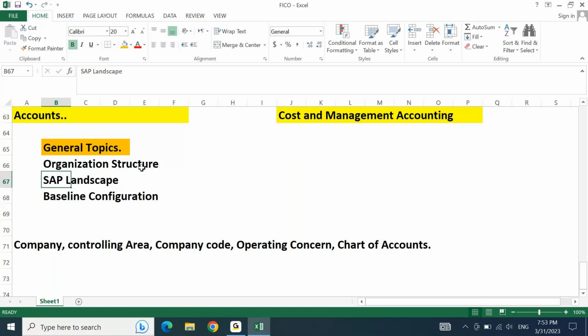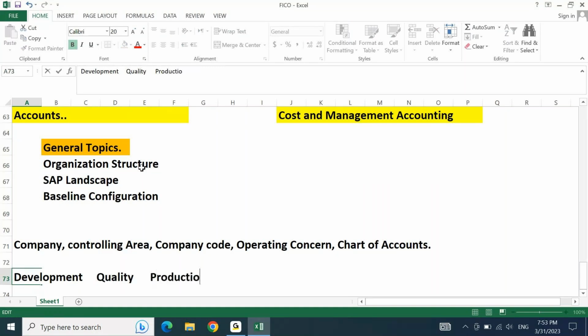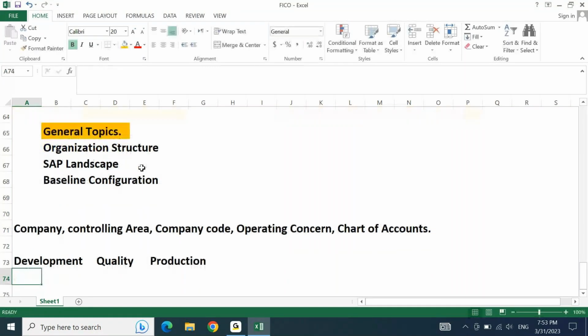Correct. You will have development, you will have quality, and you'll have production. Now, whenever you are doing any practice, strictly instruct your mind that you are configuring in the development system. Clear? Whenever you are practicing, strictly inject in your mind that you are doing this setting in the development system only.